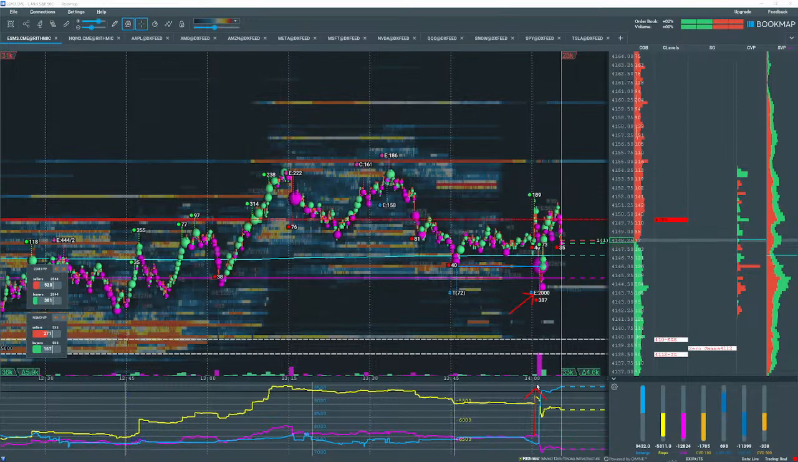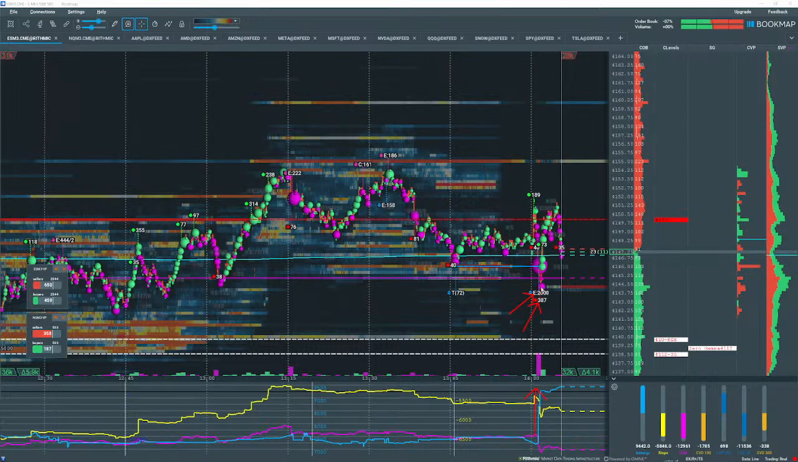So there was a stop run down this red dot, sell stop order, down, picked up by the iceberg orders, 2,000.